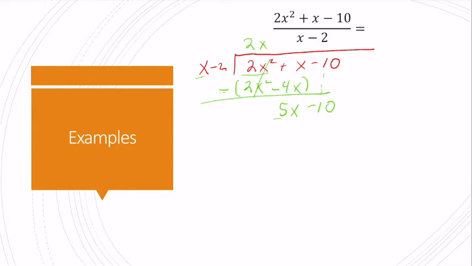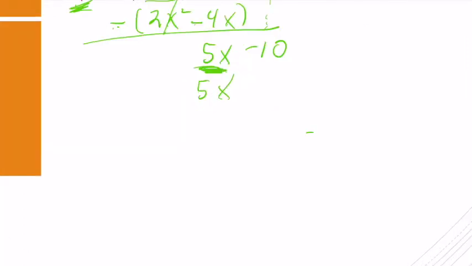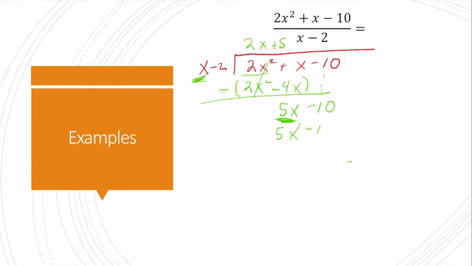And I say, okay, what do I multiply x by to make it look like 5x? Well, that's going to be 5. 5 times x is 5x. 5 times negative 2 is negative 10. When I subtract this, 5x minus 5x is 0. Negative 10 minus a negative 10 is 0. So I have no remainder. Well, I have a remainder of 0. So 2x squared plus x minus 10 divided by x minus 2 gives us 2x plus 5.